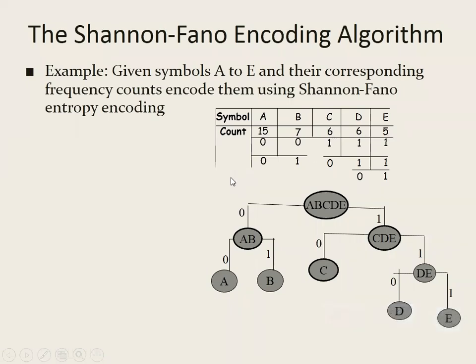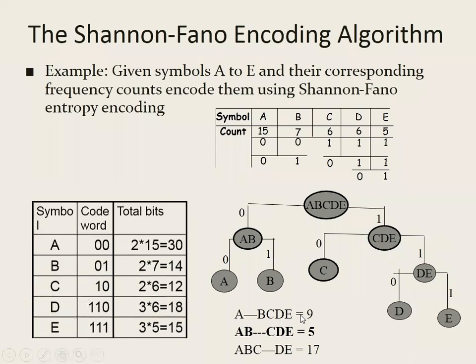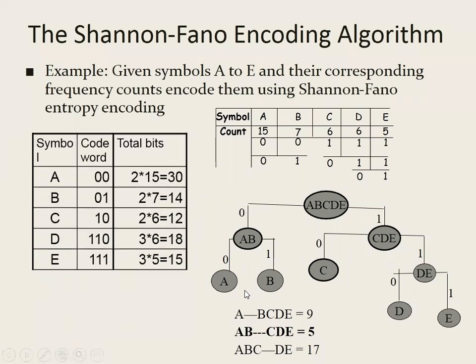So which one is more near? If we split it into A against BCDE, since A has frequency 15 and BCDE has 7 plus 6 plus 6 plus 5, which is 24. The difference between 24 and 15 is 9. So A is far from BCDE by 9.